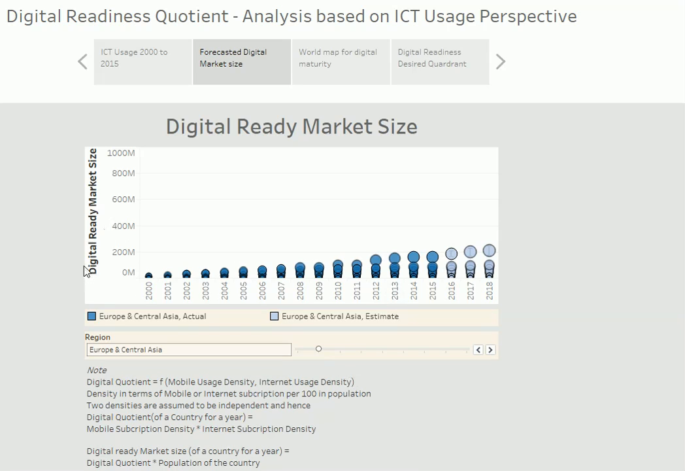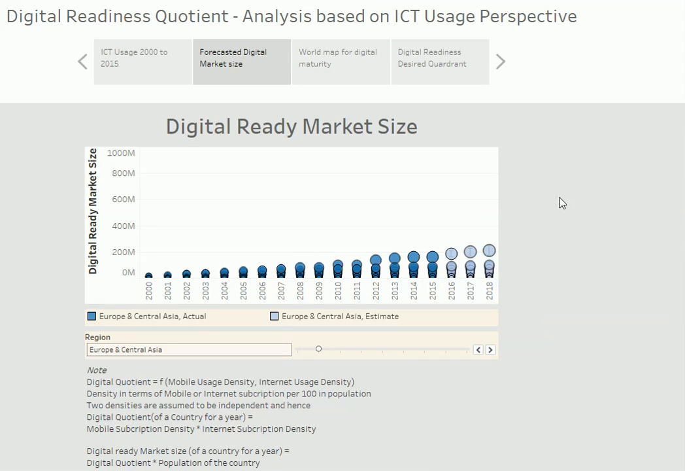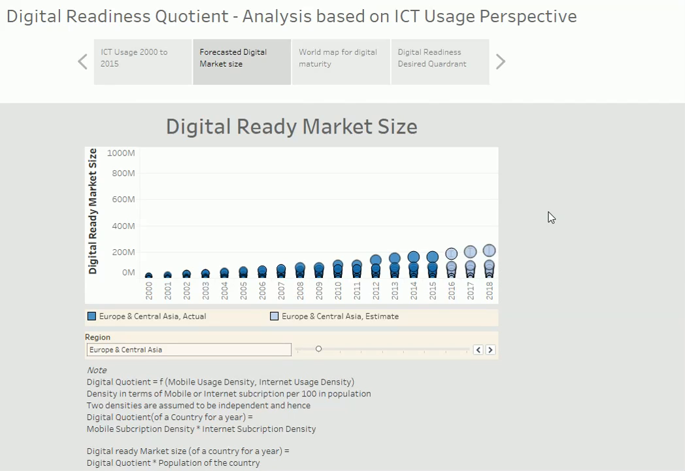And what you are seeing here is the digital ready market size. So if you look here, this is Russia, and the market size is about 210. It will reach 210 million by 2018. The next one is Germany, which will have 100 million market size by 2018. So 100 million digitally enabled people available to receive your digital services. So that's Europe. They are very high in terms of their digital quotient. That means the number of people having mobile connections per 100 people and the number of people having internet connections per 100 people are very high, but their population is not huge, so their market sizes are moderate.